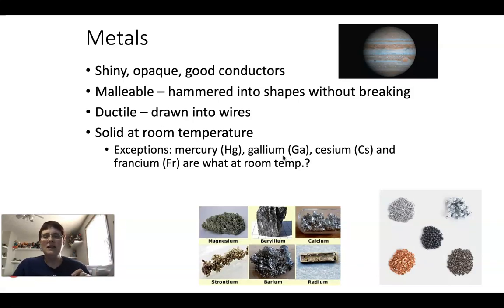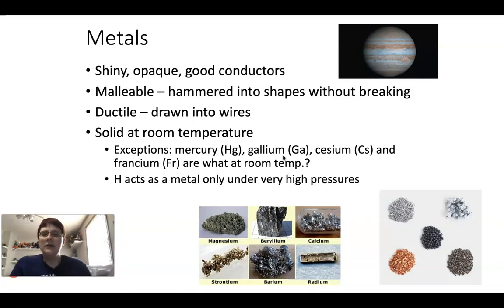You may have seen the disappearing spoon trick. The disappearing spoon trick is done with gallium because it has a very low melting temperature compared to other metals. So you can make it into a spoon and then you can actually melt gallium with your body heat, which is unusual for a metal.